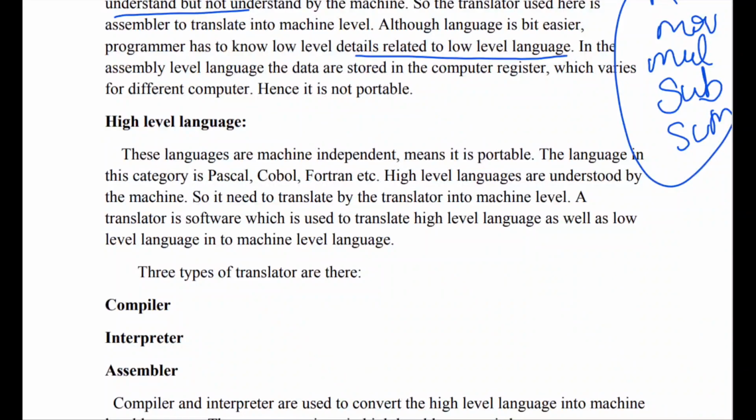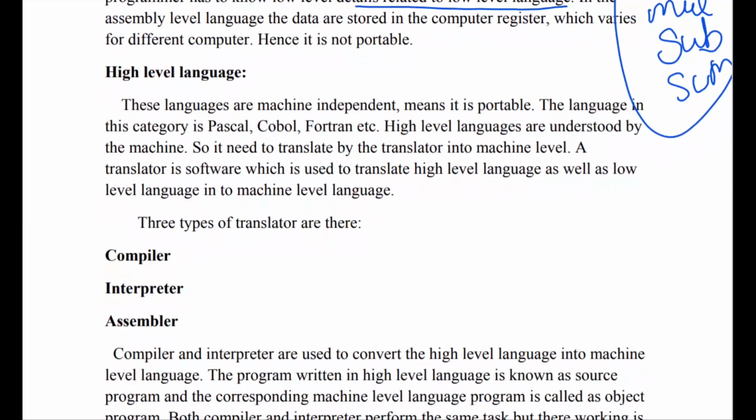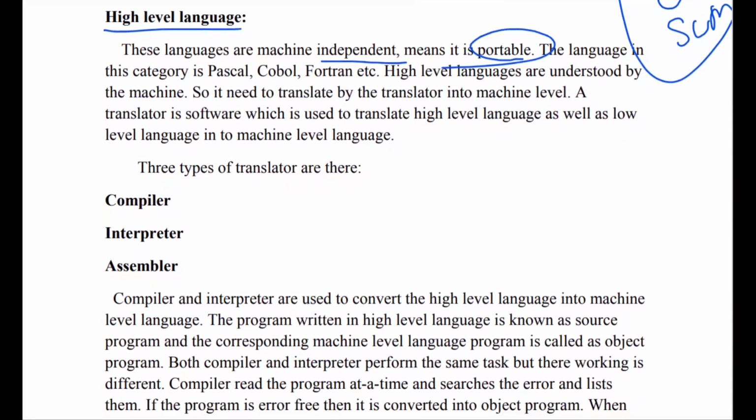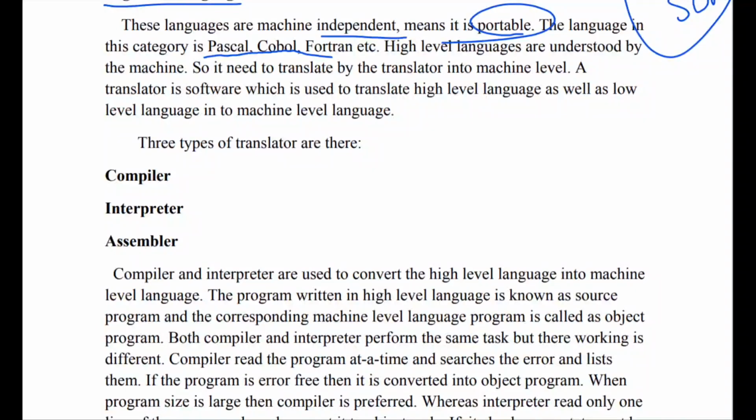In the assembly level language, the data are stored in the computer registers, which vary for different computers, hence they are not portable. High level language. These languages are machine independent, which means they are portable. The languages in this category are Pascal, COBOL, Fortran, etc. High level languages are not directly understood by the machine, so they need to be translated by a translator into machine level language.